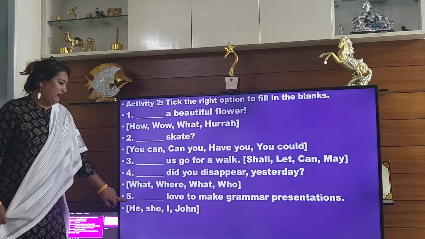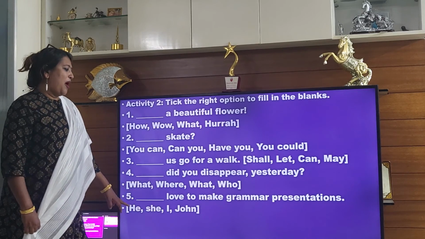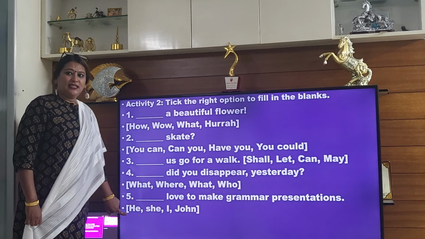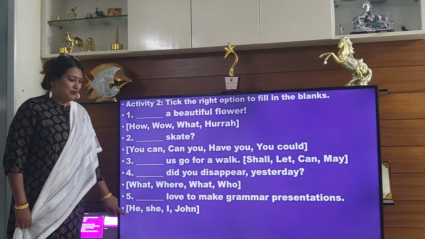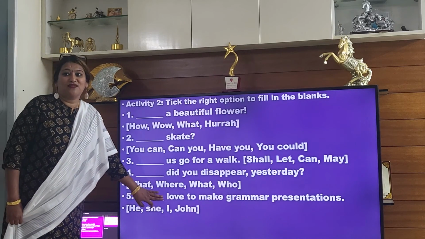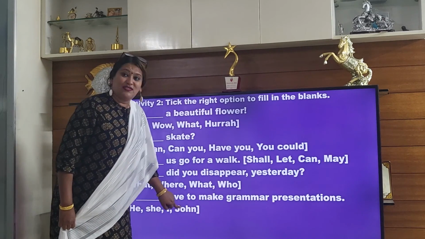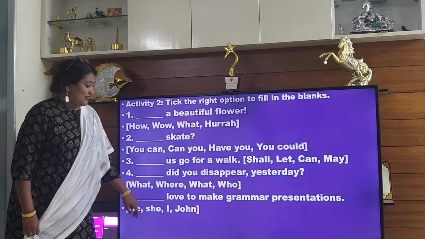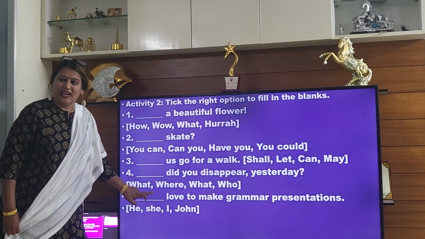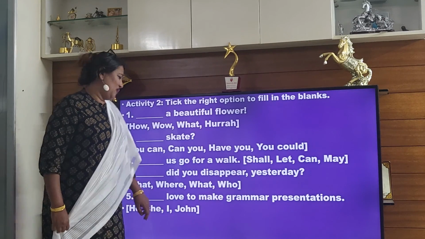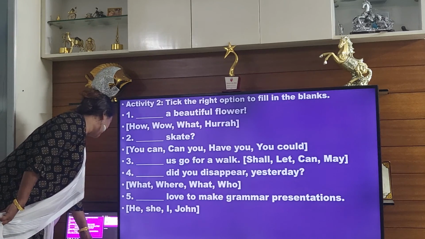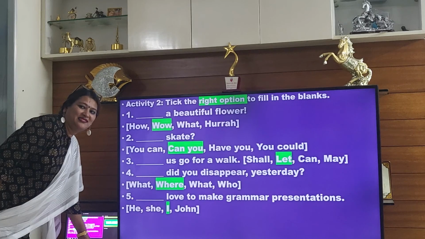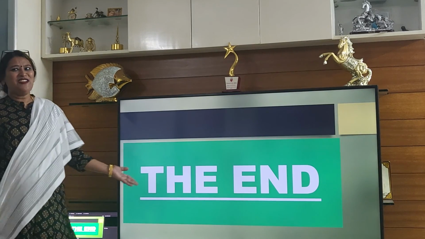Now next comes number 5. Dash love to make grammar presentation. What will come? He love will come? No, he loves. She loves. But here it's only love. John loves. But here I love. So what will fit in? I. Okay. So I have the key answers also for you. See here. I hope you got it. We have already explained it. See? Got it? So this is the end of the presentation.